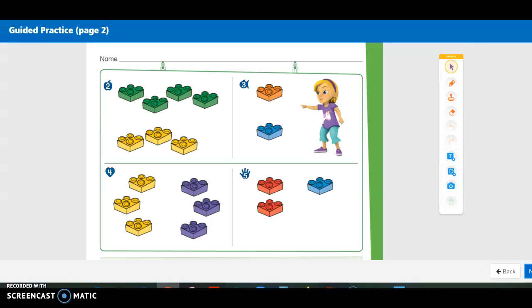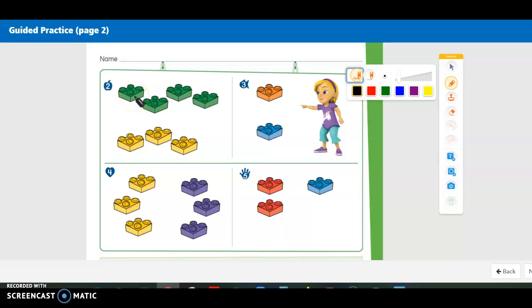All right, now we're going to flip it over, we're on page 63. We're going to find out if we have equal amounts of Legos. Okay, let's take a look at number 2 here. So here's number 2.